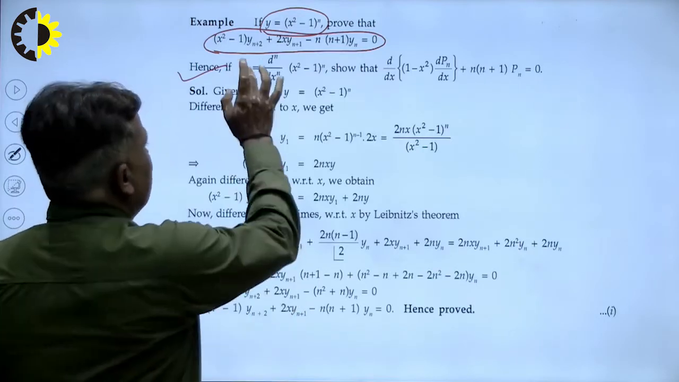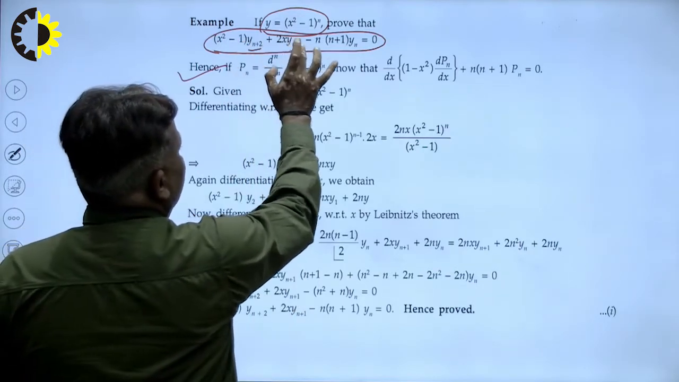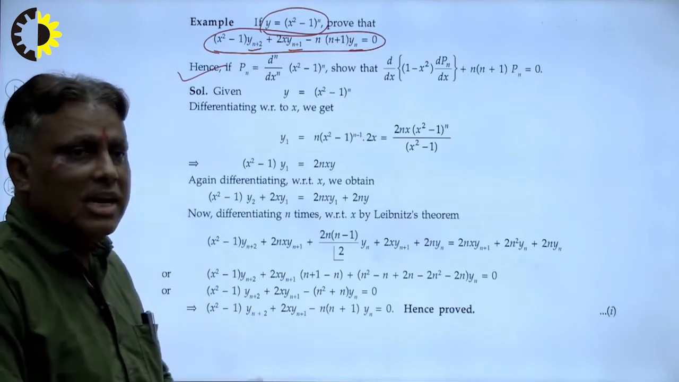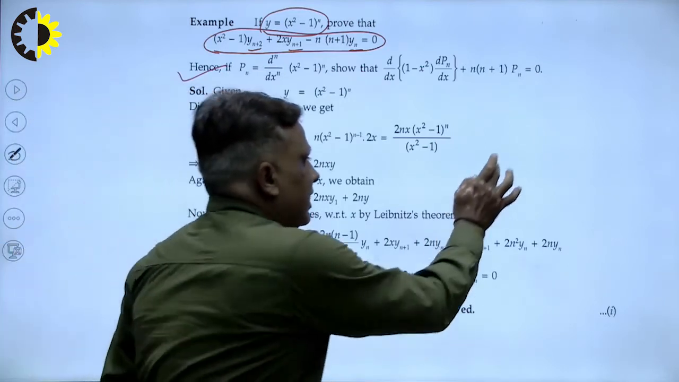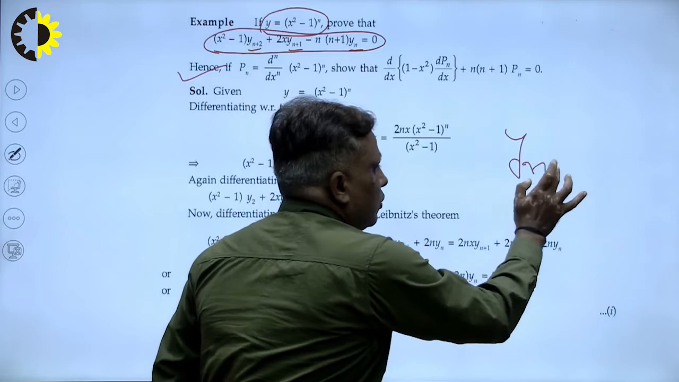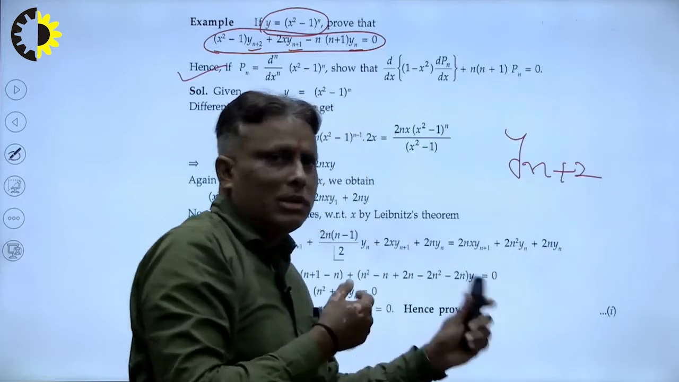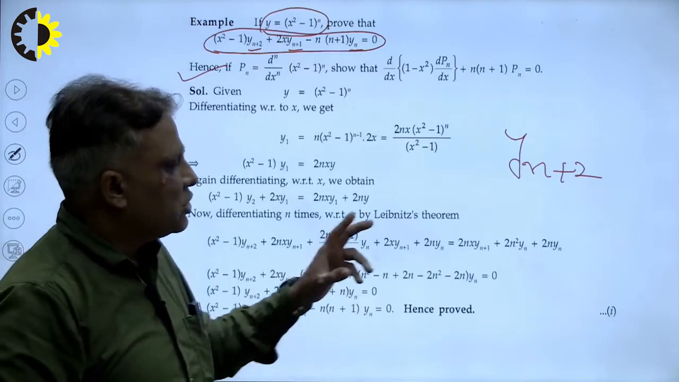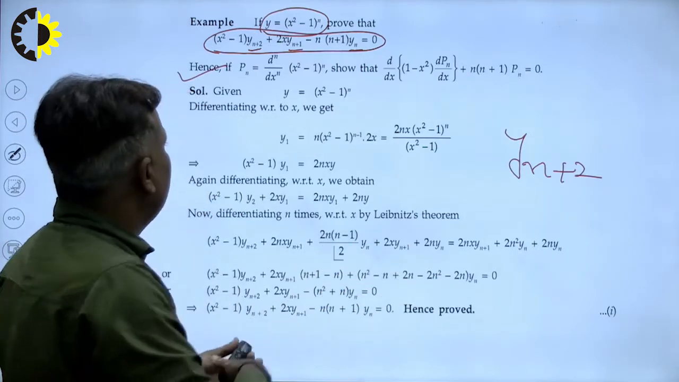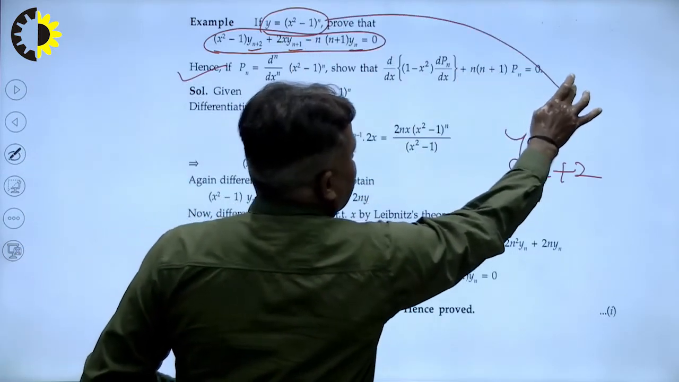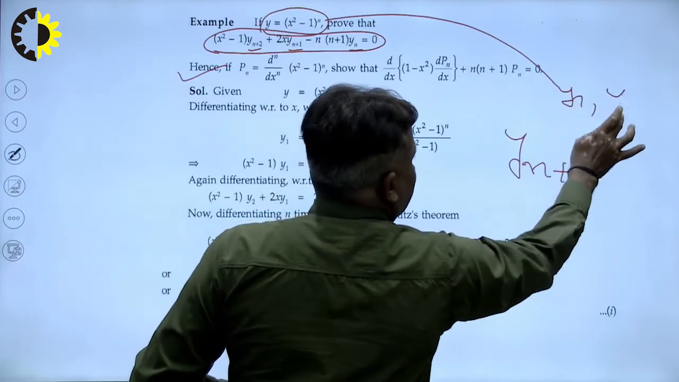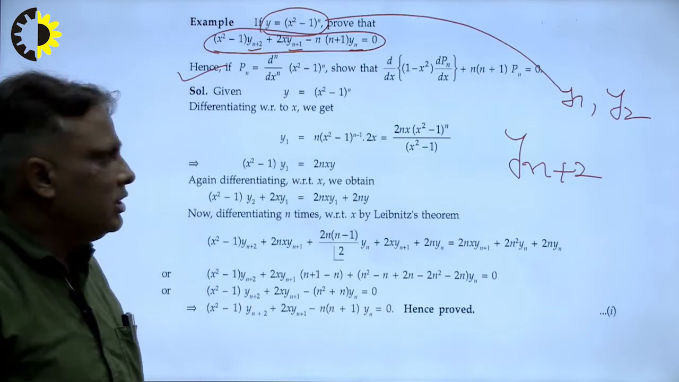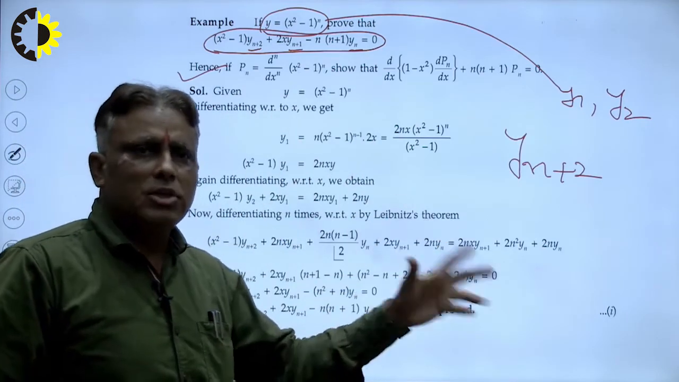So there is n plus 2, there is n plus 1, and there is n. Which is the largest derivative? The largest derivative is yn plus 2. So what will be the roadmap to solve this problem? First of all I calculate y1 with the help of this. First I calculate y1, then y2, and then apply Leibniz theorem n times. So this will be the roadmap to solve this problem.